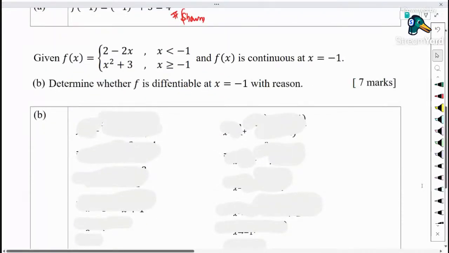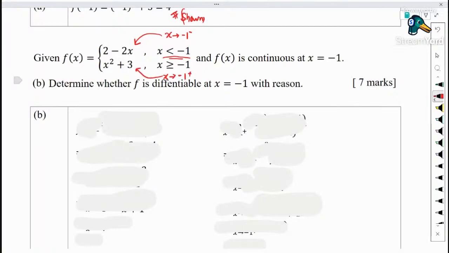So let us first identify, for the left-hand limit and right-hand limit, which function we are using. For x approaching -1 minus, we are going to use the function 2 minus 2x, because this is located in the interval slightly less than -1, which is less than -1. x approaching -1 plus, slightly greater than -1, refers to the second function. And now we start to calculate our limits.